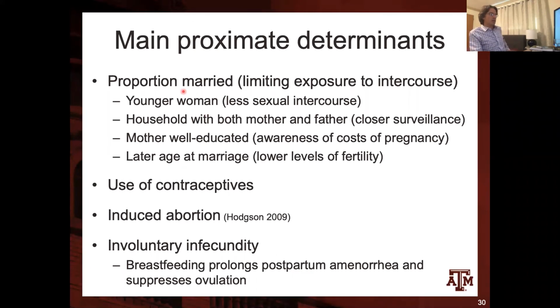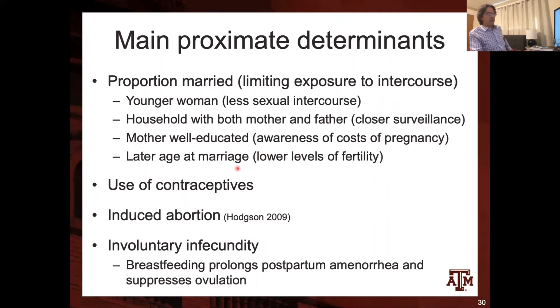How exactly do they influence fertility? So the proportion of women married is important for us to understand the limited exposure to intercourse. Younger women usually have less sexual activity. Households with both mother and father have closer surveillance. When you have mothers that are well educated, they give their daughters more awareness of the cost of pregnancy, so that tends to limit the exposure to sexual activity.